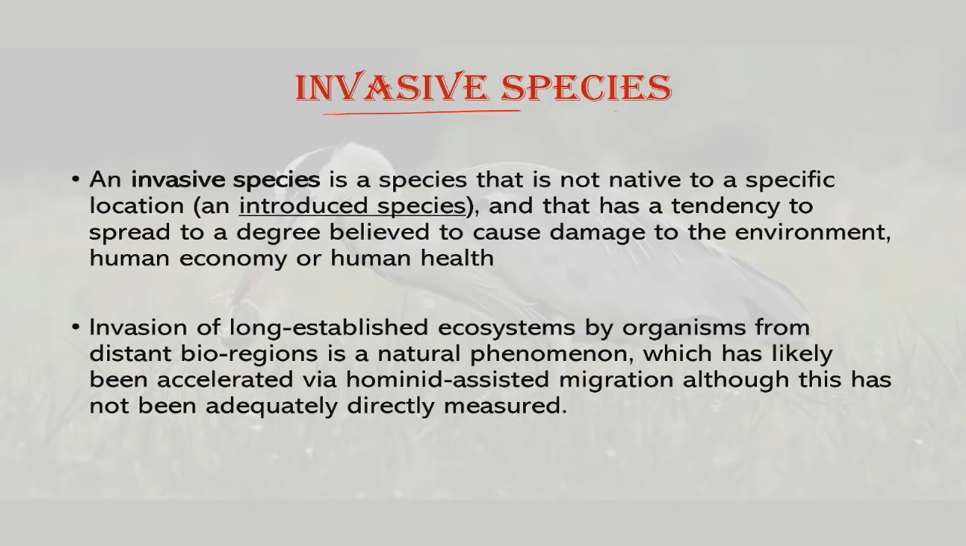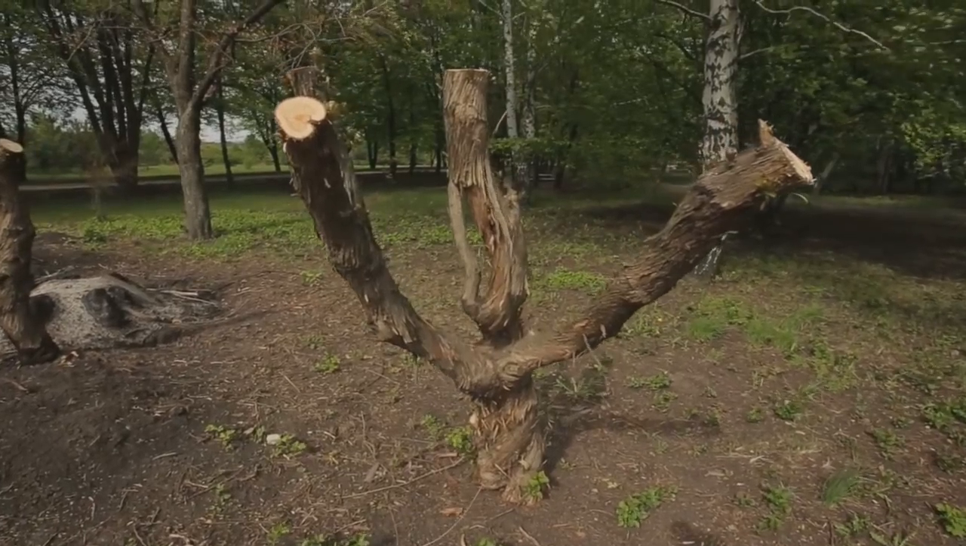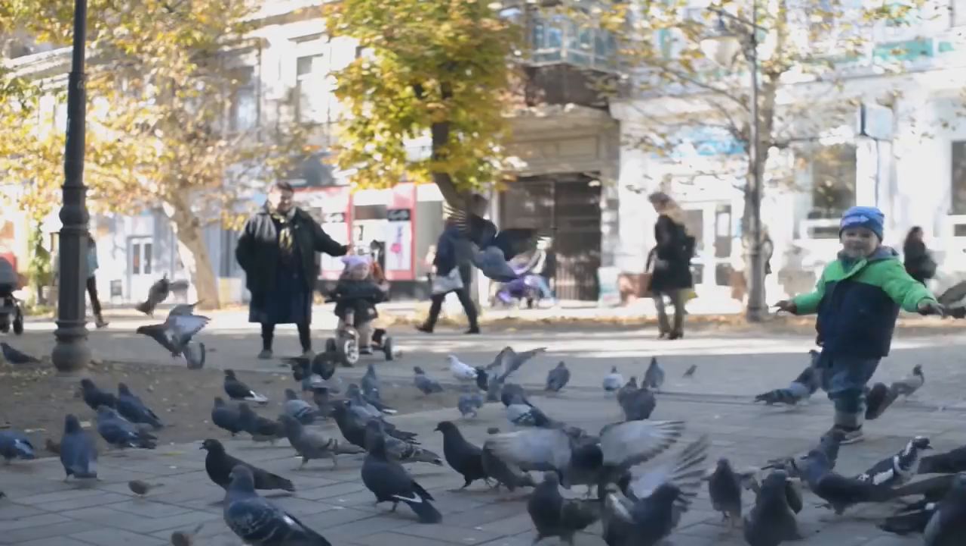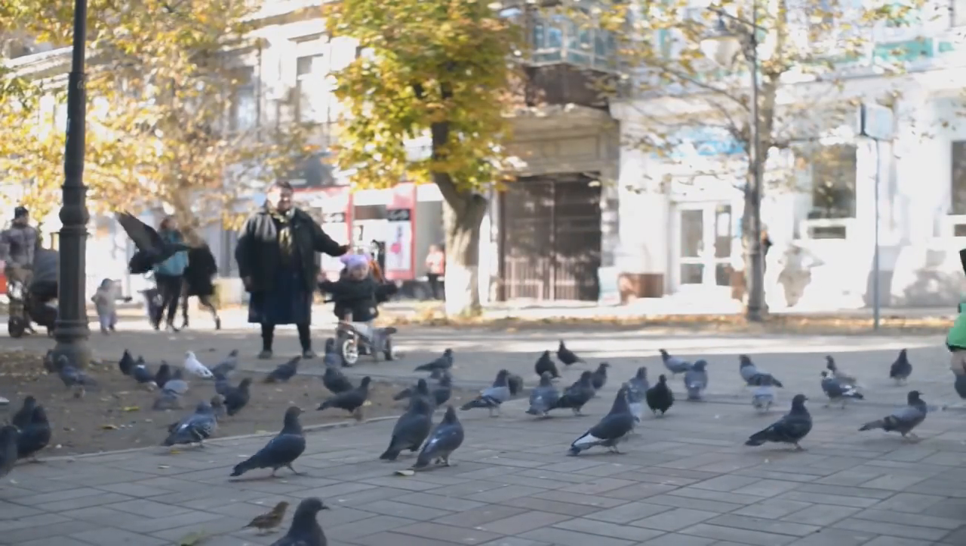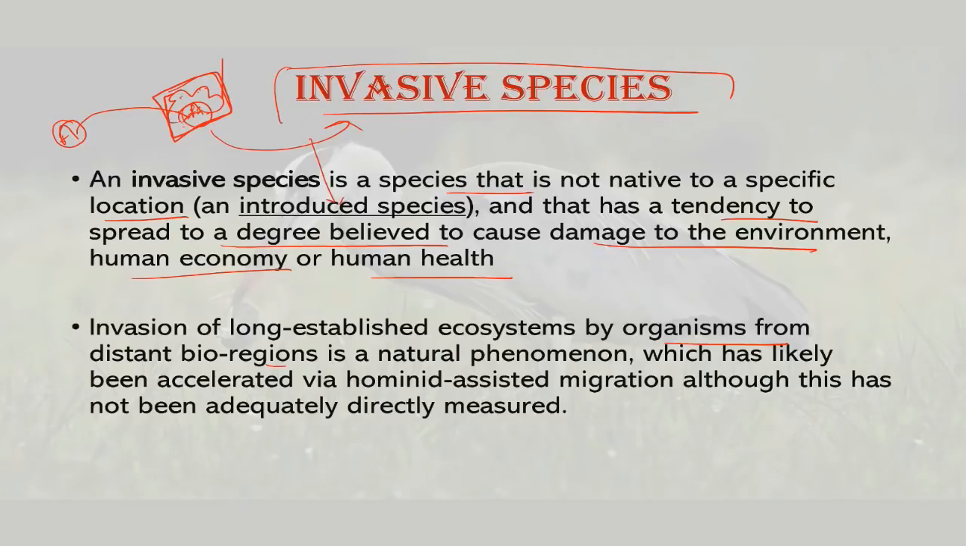Now, the third subtopic of this lecture is invasive species, which we will discuss in detail. An invasive species is a species that is not native to a specific location. So, it is an introduced species. It has been introduced, and is known as an invasive species. Invasion of long-established ecosystems by organisms from distant bioregions is a natural phenomenon which has likely been accelerated via hominid-assisted migration, although this has not been adequately directly measured.